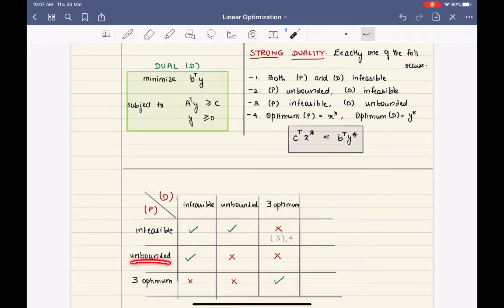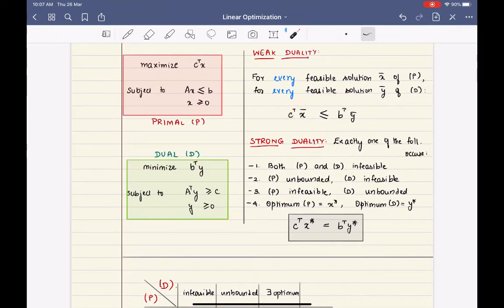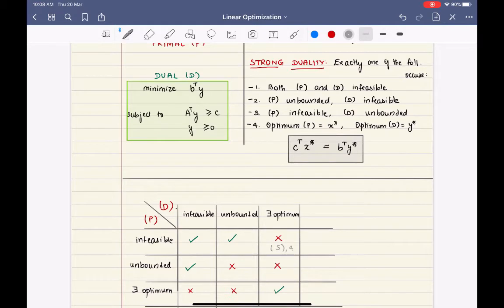What about this? When primal is unbounded, dual is infeasible. This comes already from weak duality. Because when primal is unbounded, you cannot have a feasible solution for the dual, because if there is a feasible solution, then all the values of the primal should be less than that. So this one is already ruled out by weak duality. Now if primal is unbounded, you cannot have these two cases. This comes from weak duality again, the argument that we said here. So this is what I meant by writing this: when primal is unbounded, your dual has to be infeasible.